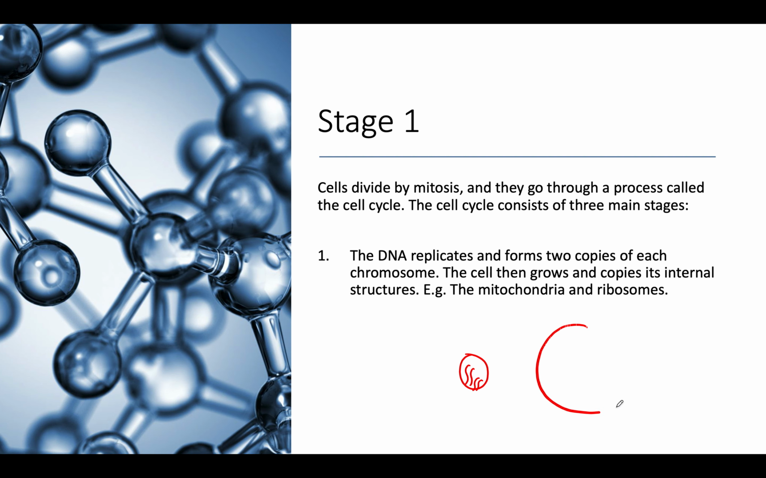So if I draw it a bit larger over here, we have the chromosomes, and these make two copies of each other. So this will times by 2 and this will times by 2, and then the cell will enlarge, it will grow, and the internal structures like the mitochondria over here, they will copy themselves. So if there's two mitochondria, they will produce two more mitochondria, and the ribosomes will copy themselves as well. So that's the first stage of mitosis.